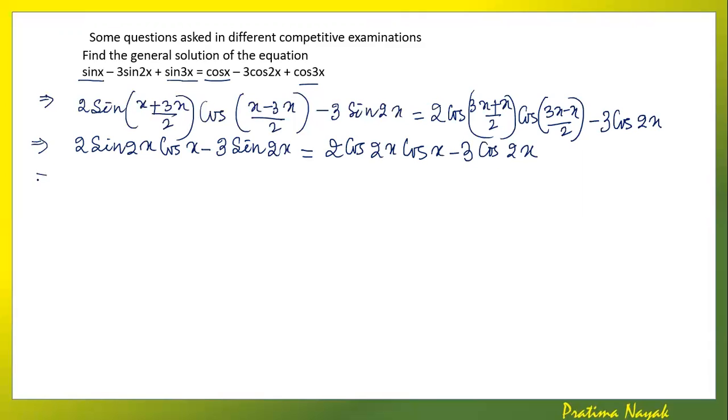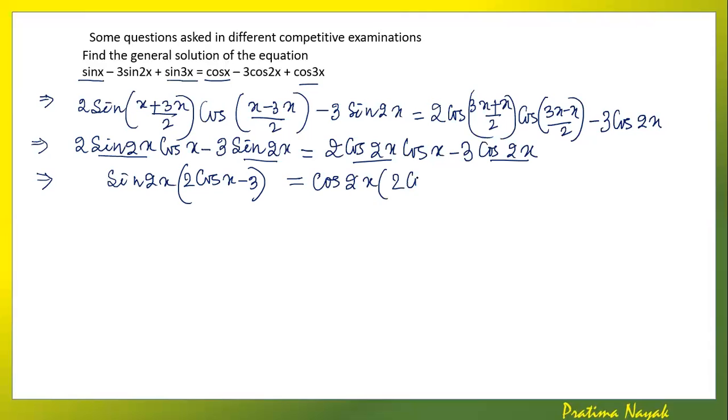So in the left side, I can take sin 2x common. So sin 2x common, what will be left? 2 cos x minus 3 will be left. And here we will take cos 2x common. So cos 2x common, then I'll get 2 cos x minus 3.